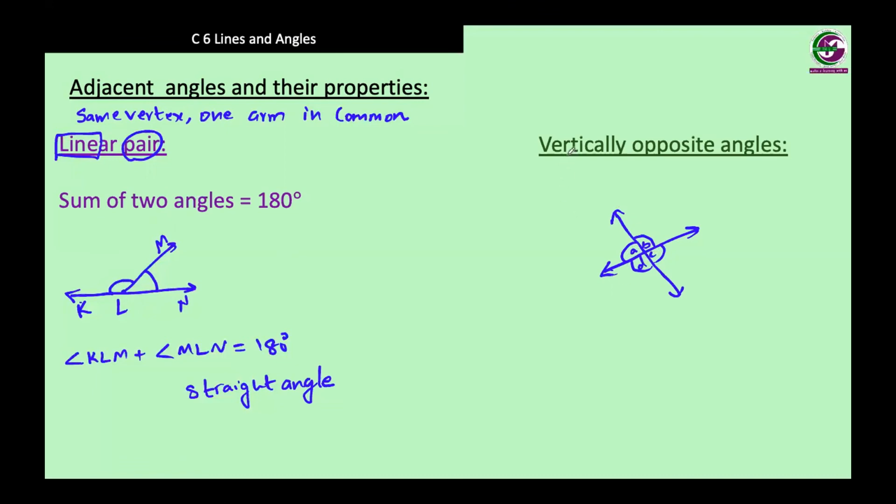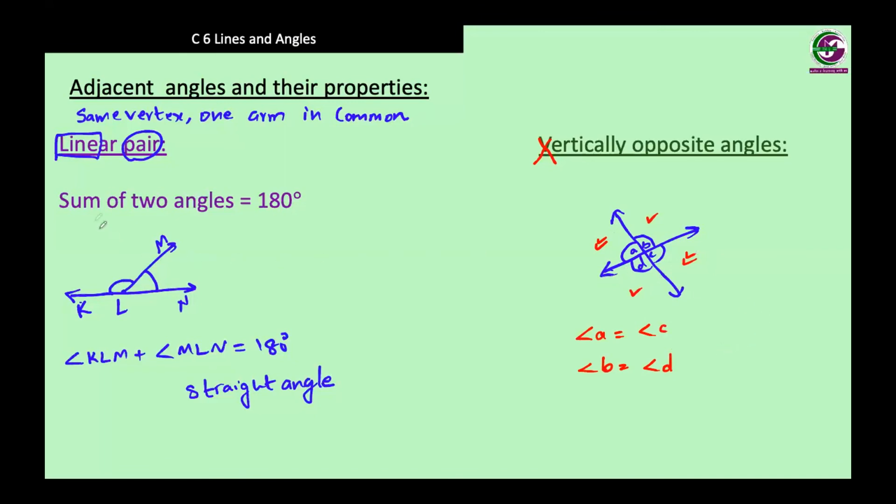Now, what is the meaning of vertically opposite angles? Let me also take it from the word: if you continue, it can form an X shape, where the upper angle and the lower angle are equal, and the left angle and the right angle are also equal. So we can say here, angle A is equal to angle C, and angle B is equal to angle D. These are vertically opposite angles.